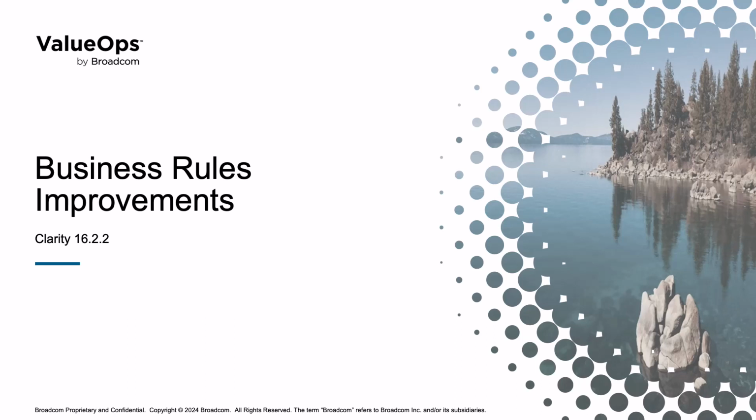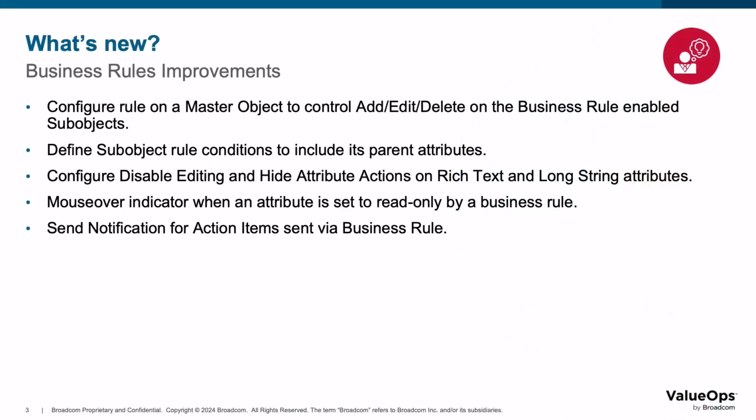And today we're going to cover the business rule improvements for 16.2.2. So what's new with the business rule improvements is now we allow you to configure on a master object or any parent object the ability to control add, edit, or delete within a business rule on its sub-object.